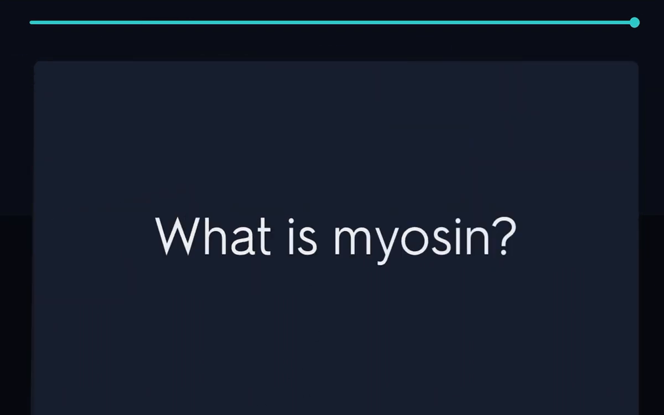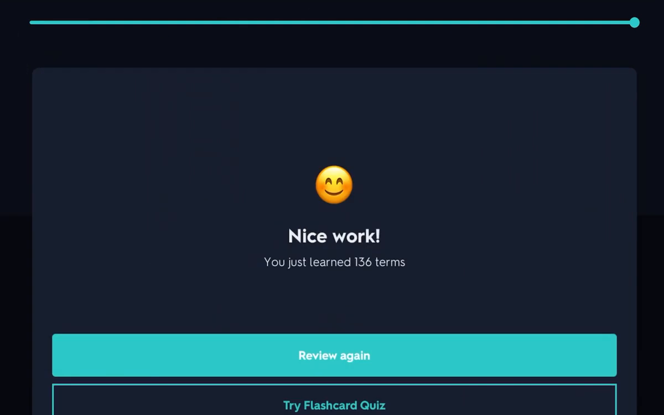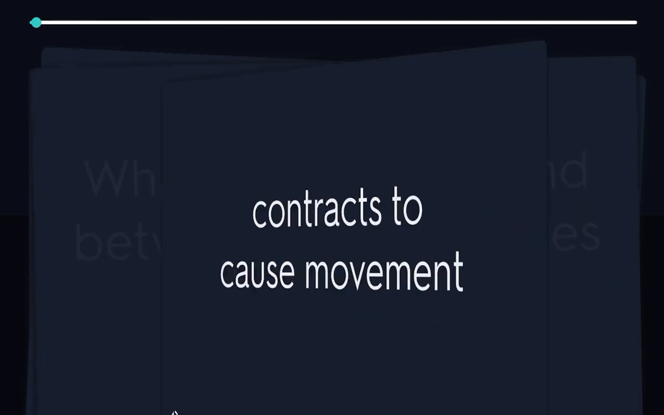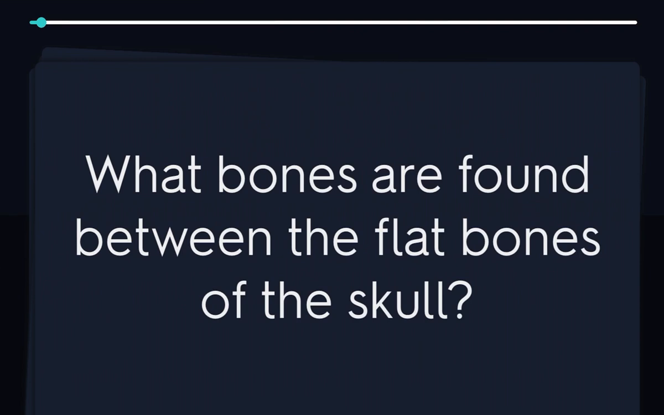What is myosin? Thick filament protein with a head and elongated tail. The heads form cross bridges with the thin filaments during muscle contraction. What does muscle tissue do? Contracts to cause movement. What bones are found between the flat bones of the skull?